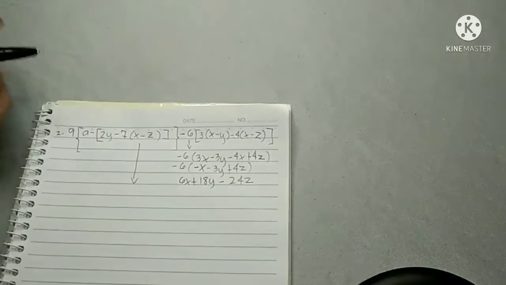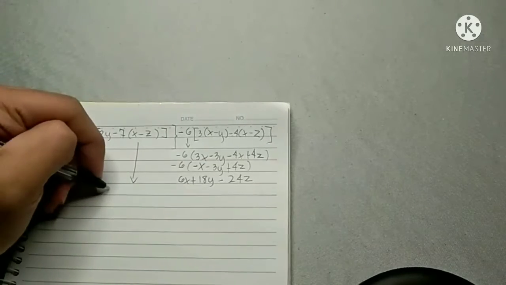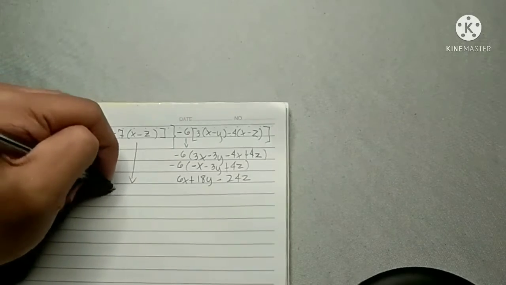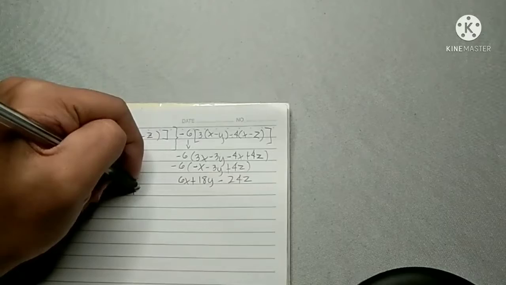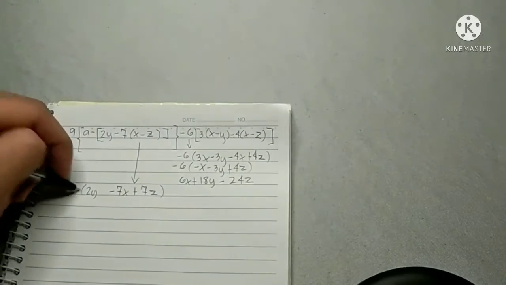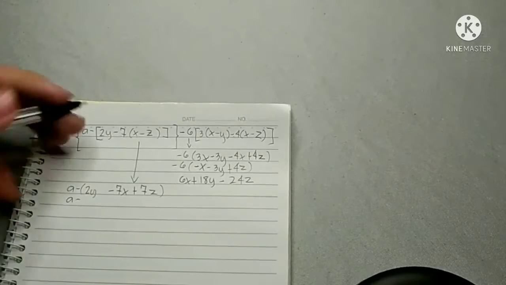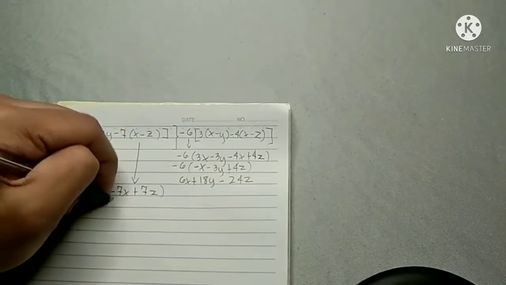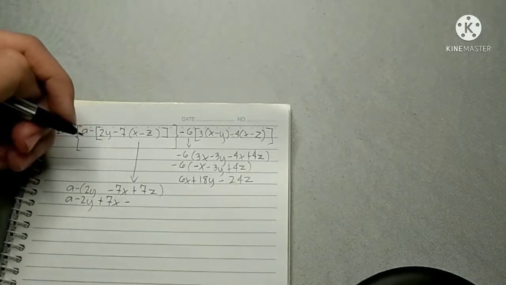Then after that, we solve this one. First we copy the 2y, and then negative 7 times x is negative 7x. Then negative 7 times negative z is positive 7z. Then we put parentheses and put the negative a. Because that's negative, so a minus 2y. So negative times negative is positive 7x, and negative times positive is negative 7z.